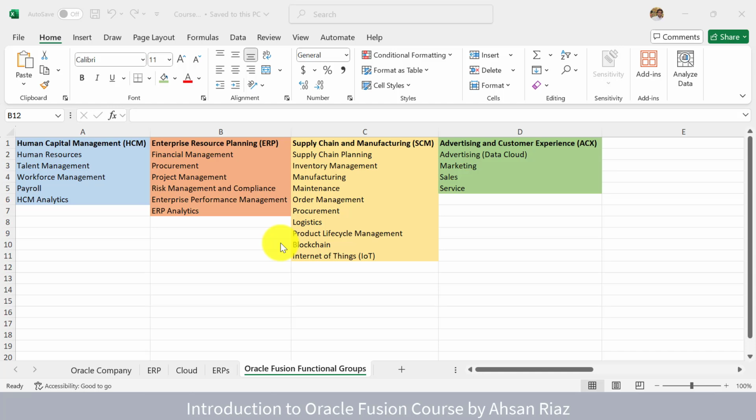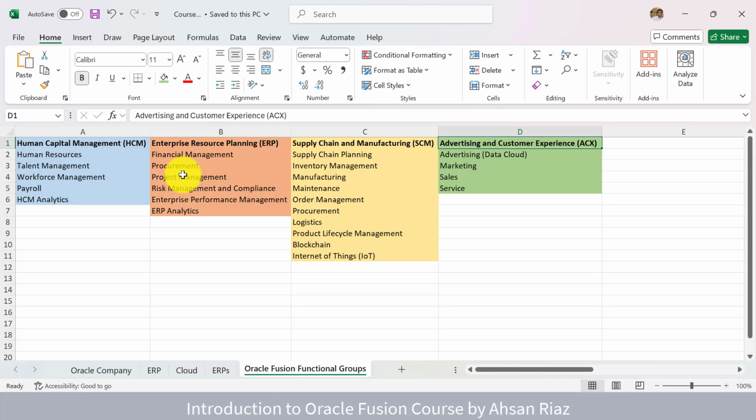Hello everyone, welcome. In this lecture, we will understand functional groups, or you can call them modules, as part of the Oracle Fusion application. In Oracle Fusion, they divided it into four functional groups, or business groups, or four major modules. One is HCM, second is Enterprise ERP, third is Supply Chain Management, SCM, and the last is ACX. So HCM, ERP, SCM, and ACX.